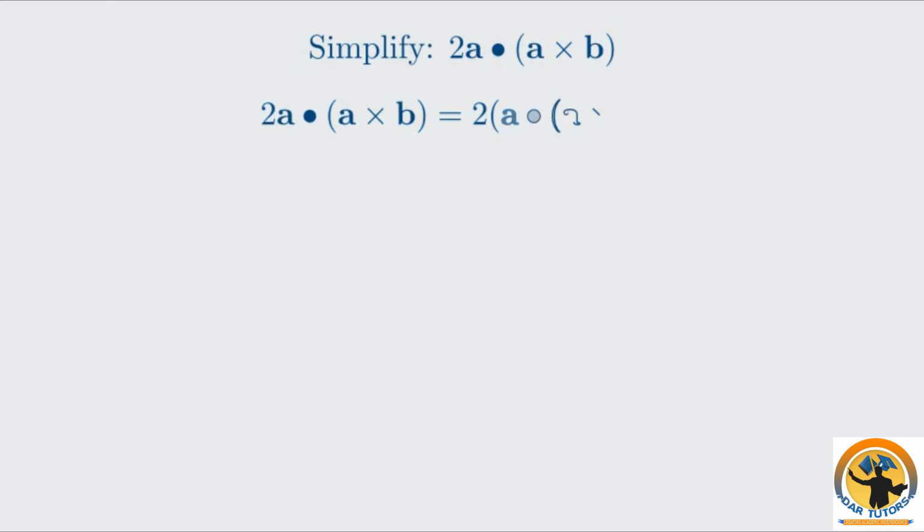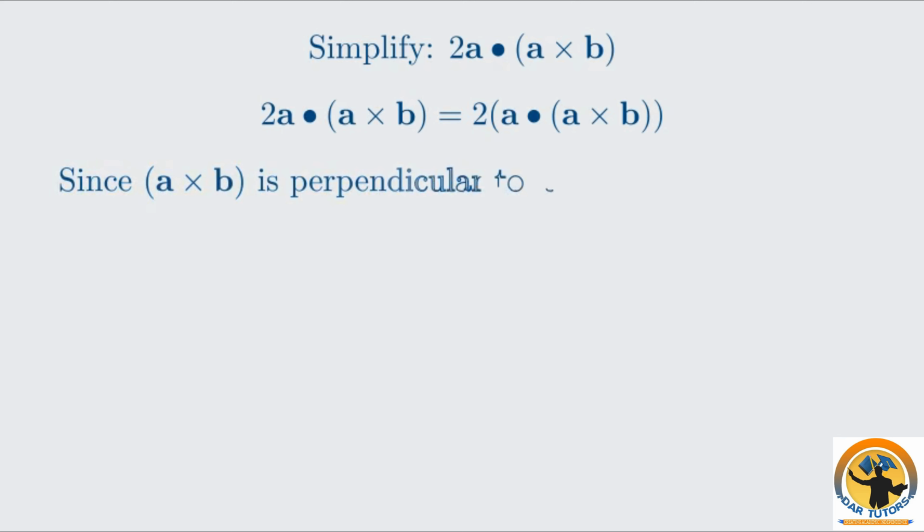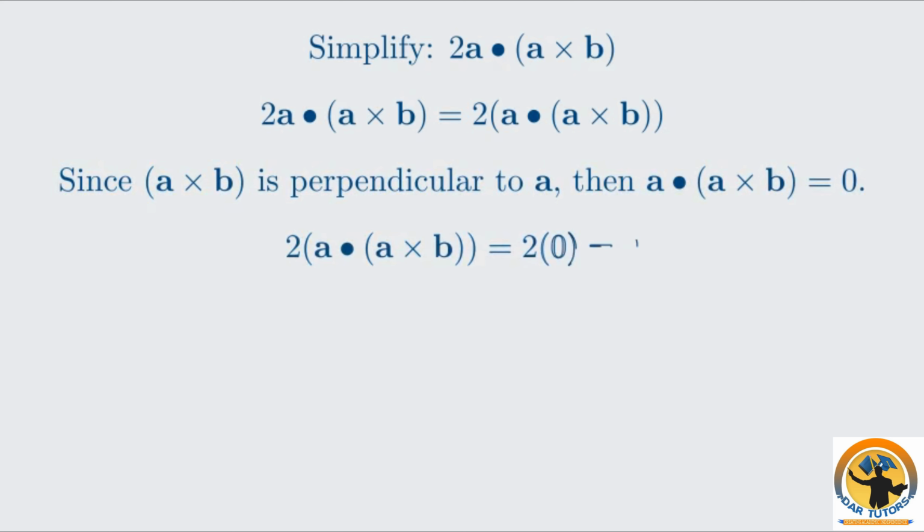Let's try another one. How about the scalar triple product 2A dot (A cross B)? We can pull the scalar 2 out of the dot product. This gives us 2 times the scalar triple product A dot (A cross B). Now let's think about the term inside the parentheses. We know that A cross B is a vector perpendicular to A. Therefore, the dot product of A with A cross B must be 0. The dot product of two perpendicular vectors is always 0. So the entire expression simplifies to 2 times 0, which is just 0. This is another powerful result.